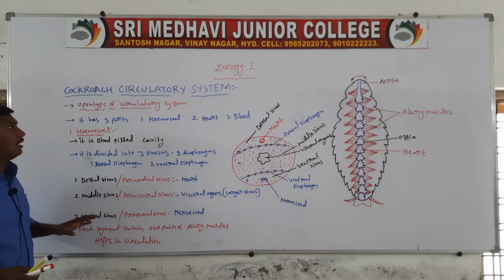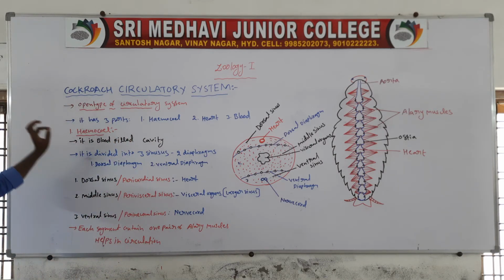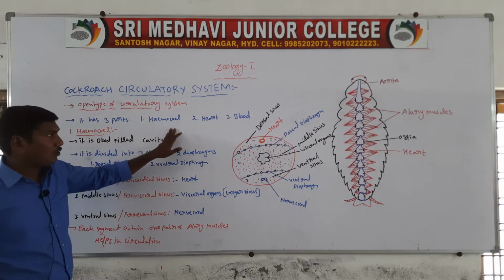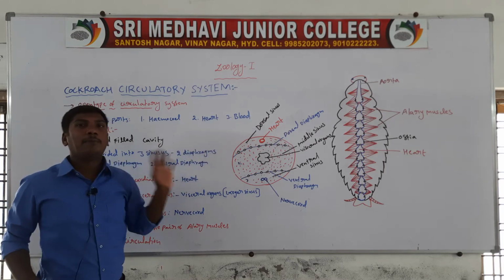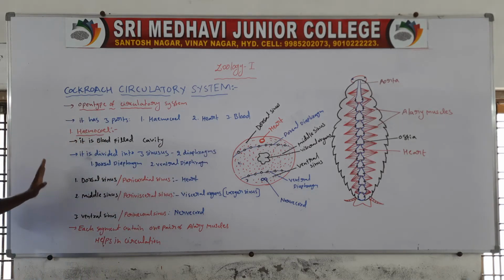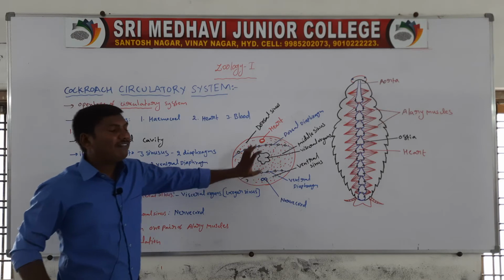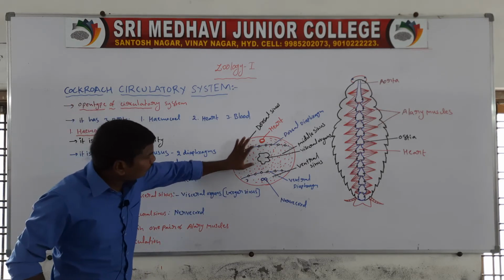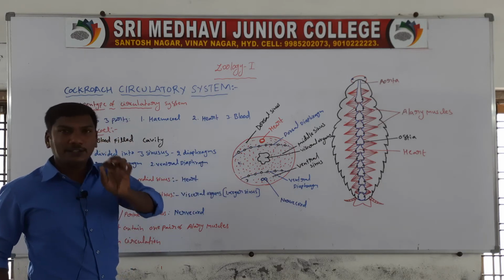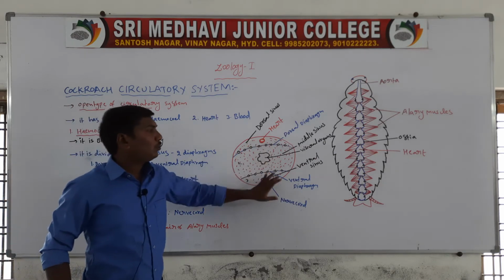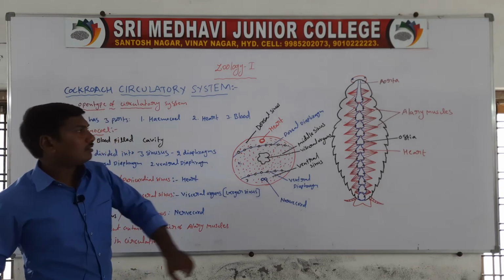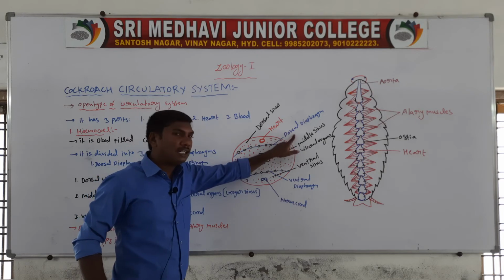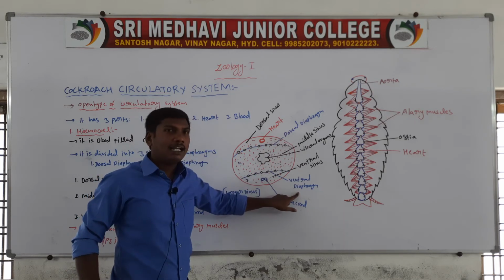Once revise, the cockroach circulatory system is the open type of circulatory system. It contains mainly three parts. First one hemocoel, second one heart, third one blood. First heading, hemocoel. So the hemocoel is a blood filled cavity. It is divided into three sinuses through the two diaphragms. One is the dorsal diaphragm, another one is the ventral diaphragm.